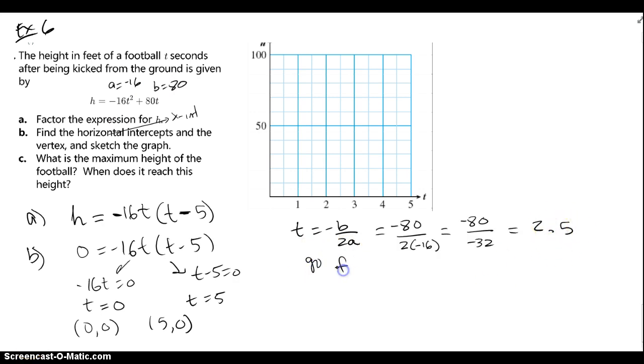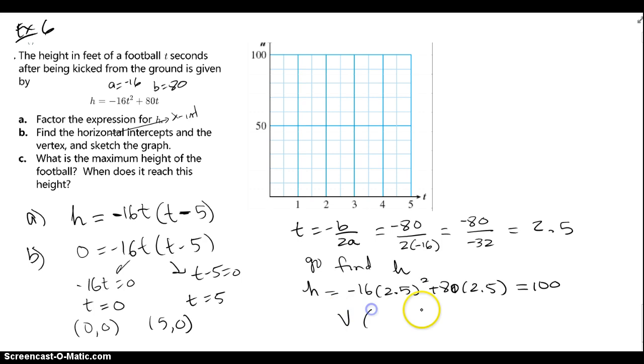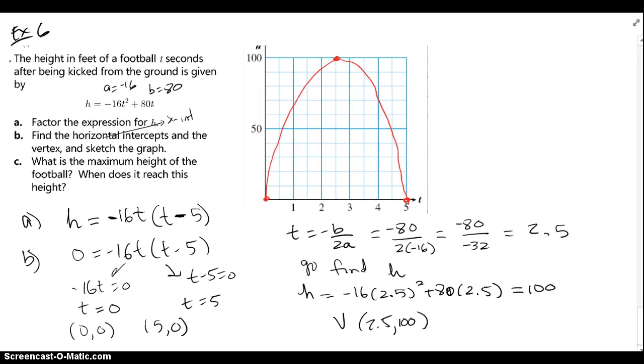Now I go plug it in to find h in this equation. And when I do that with the order of operations, I get 100. So my vertex is, remember, like xy, t is 2.5 and h or y is 100. I also have to graph this. I do know that the x-intercepts are 0, 0 and 5, 0. And I also know that the vertex is 2.5 and all the way up to 100. And the vertex is always in between the two x-intercepts. And I do know that it opens down because of this negative sign, so I just make my parabola opening down. So there is my very crooked parabola opening down.